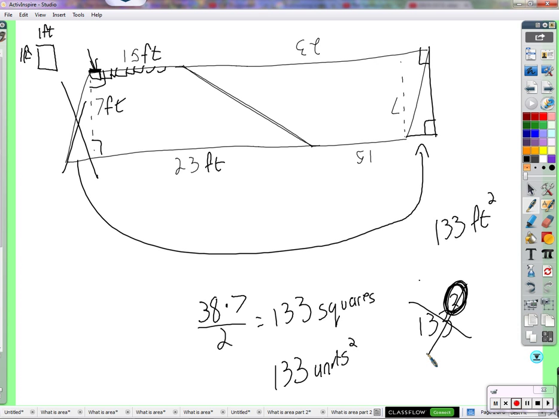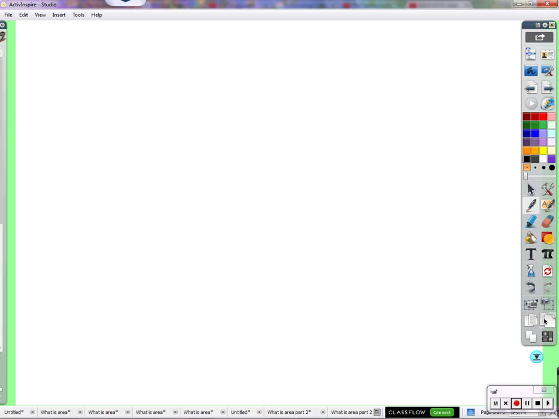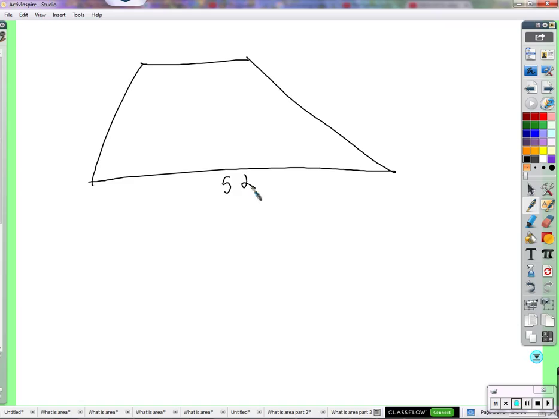Okay. Let's do one more trapezoid real quick, to make sure we're all on the same page. One more trapezoid. 18 and 21. Just so it's clear, 52 from here to here, not to there, all the way across, 52.